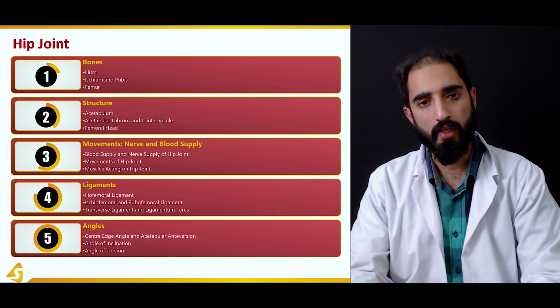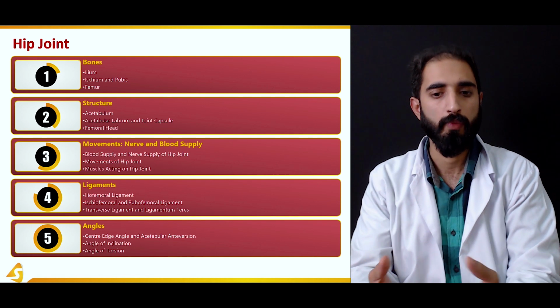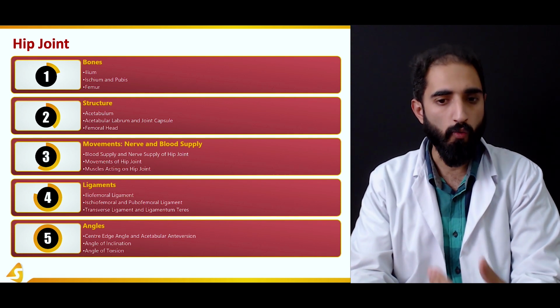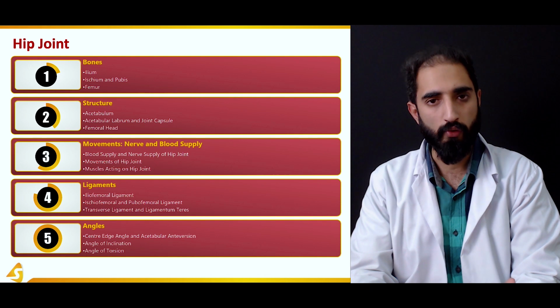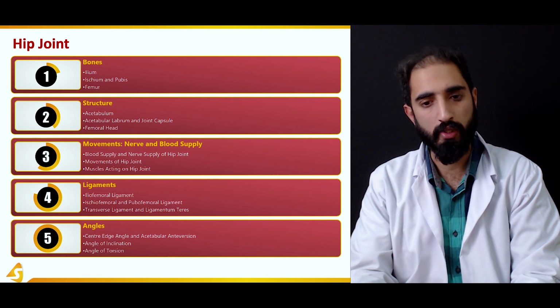In the movements, we are going to talk about the movements that occur at the hip joint and which muscles are actually responsible for those movements. We're also going to talk about the blood supply and nerve supply of the hip joint.